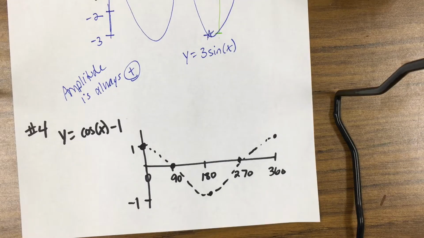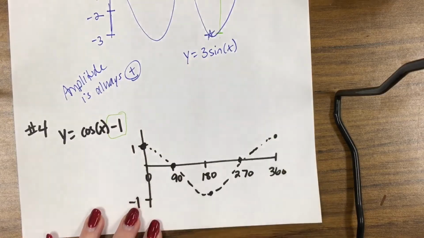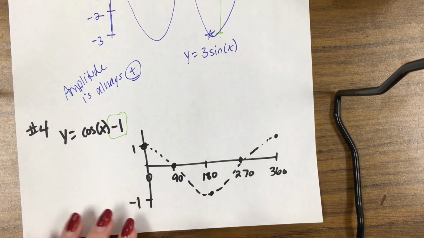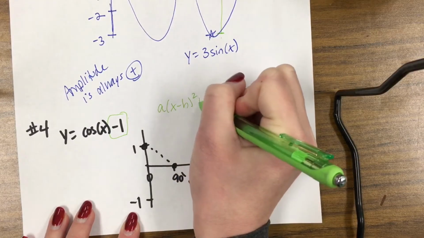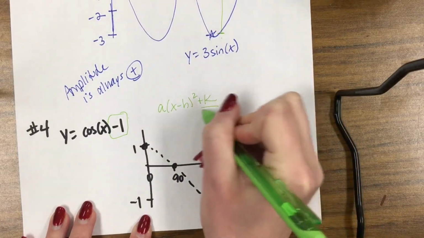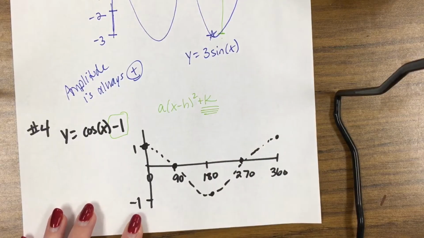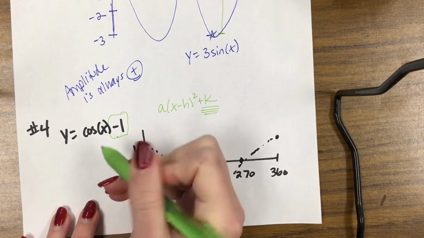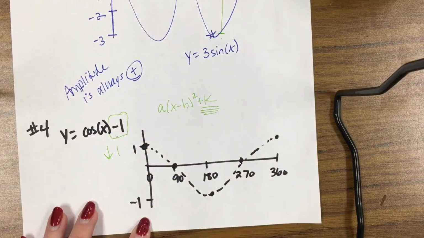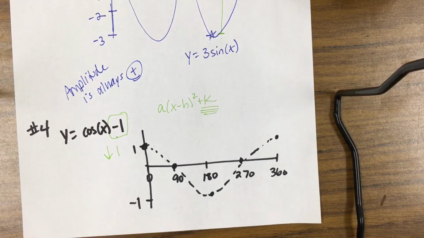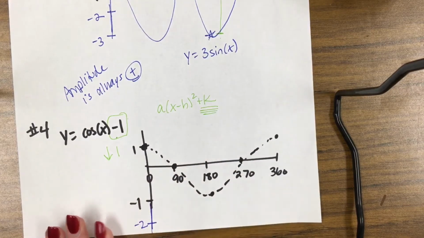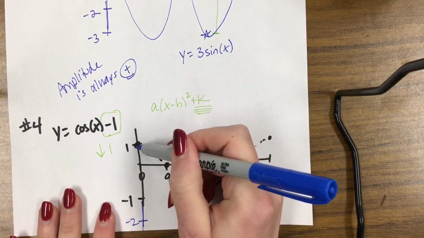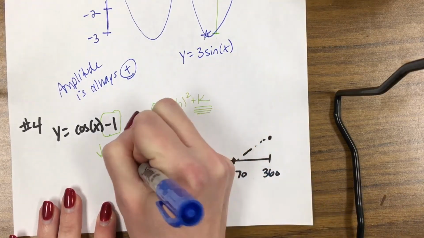So the vertical shift is something we're going to see on the end of the equation by being added or subtracted. Just like we had the a times x minus h squared plus k in parabolas, the k is the vertical shift, moving it up or down. So this -1 here means it's going to go down 1 unit. All of these values are going to go down 1 unit. So all I'm going to do is move them down 1 spot from where they were vertically. So this one was at 1. It's going to go down a spot, so now it's at 0.